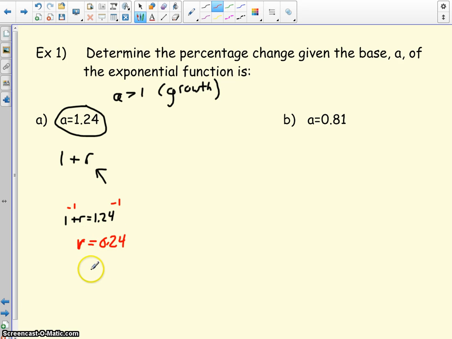Now how do I put that into a percentage? Well, I multiply it by 100, so this is going to be 24%. Okay, so meaning that if you have a base in your exponential of 1.24, it represents growth by 24%.